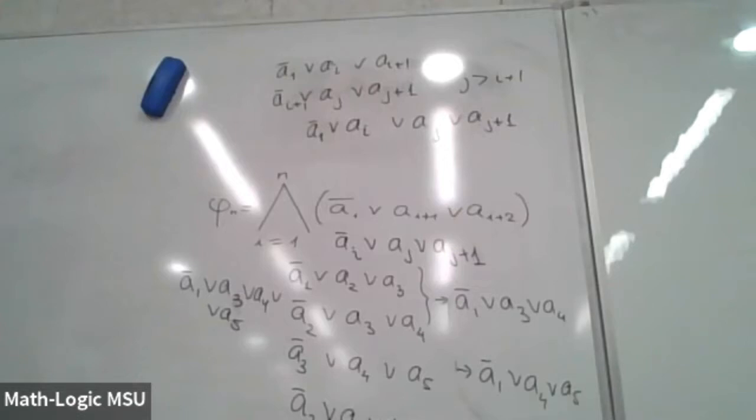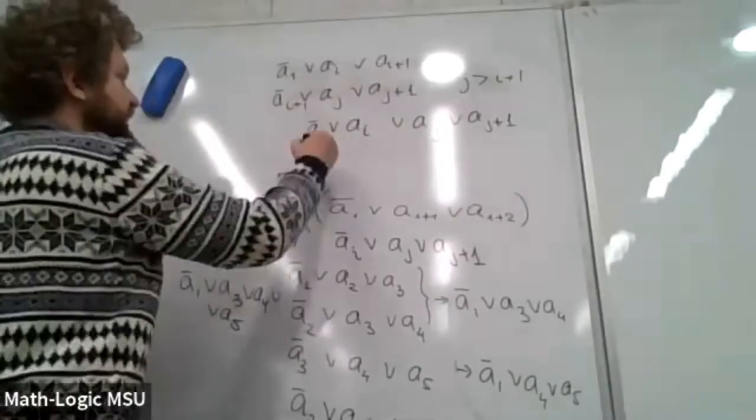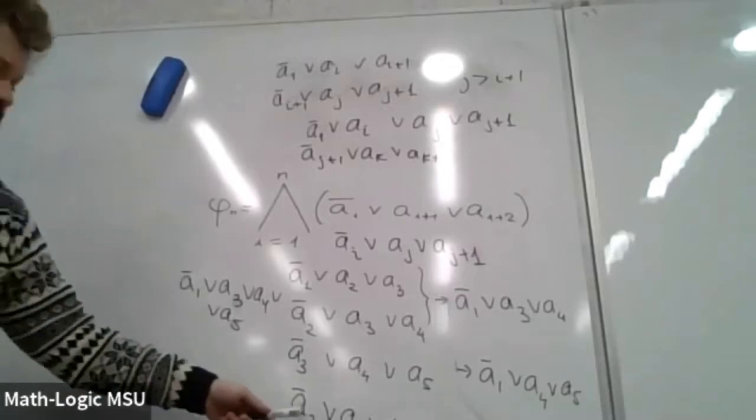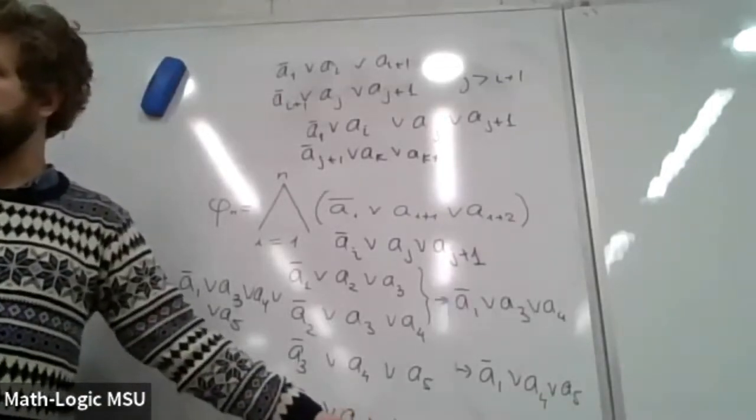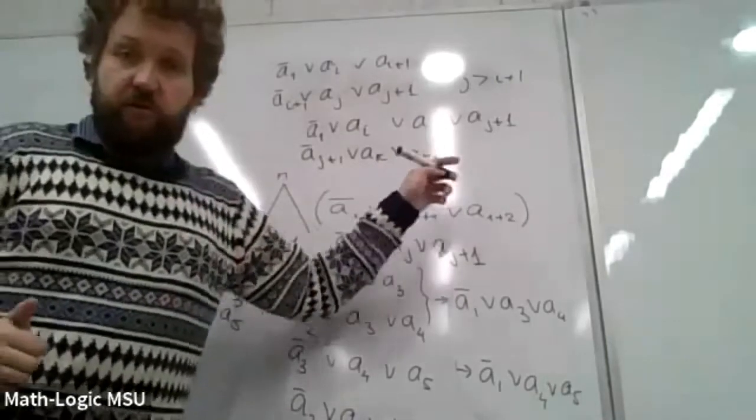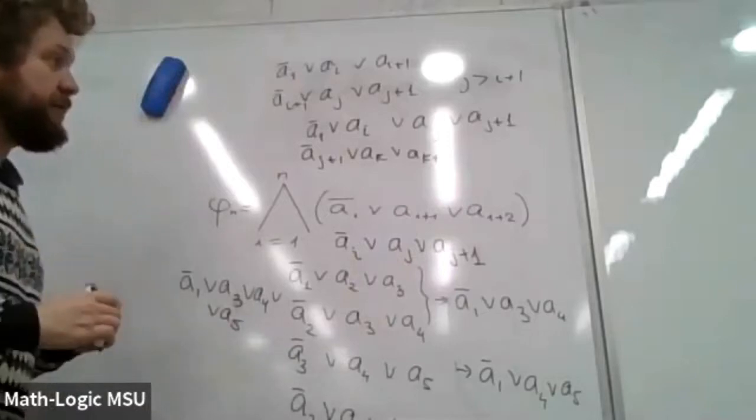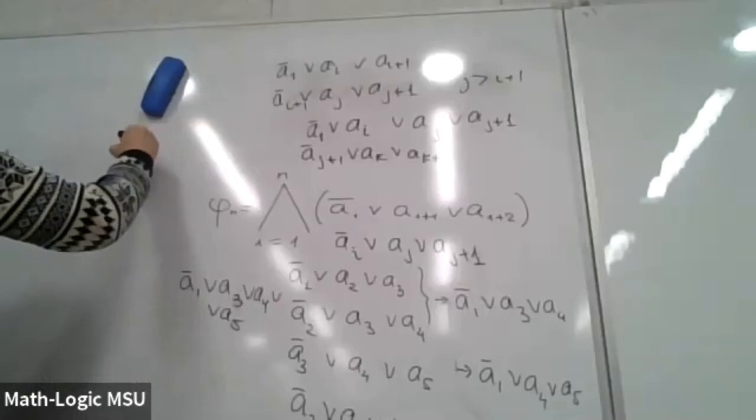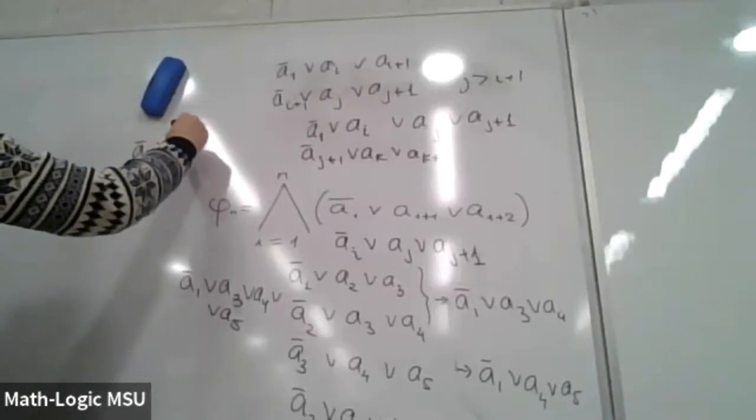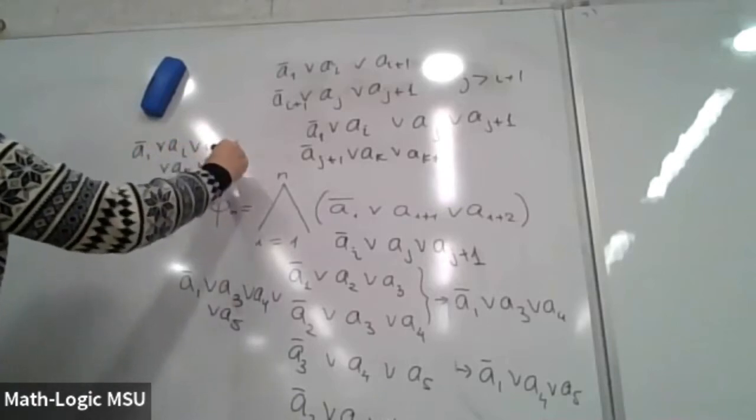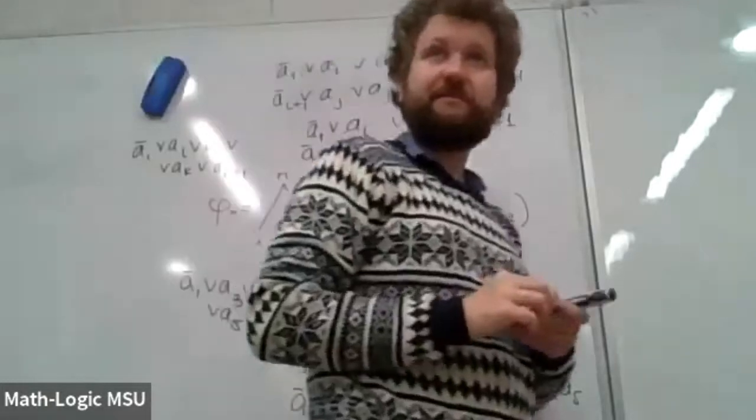Yeah. So now what can we do next? We can take AJ plus one with negation, or AK plus one. So this is, as we know, this should be provable. Yep. So if they're bigger, then it's provable. Right. So what can we do next? Okay. We resolve this against this and we get not A1 or AI or AJ or AK or AK plus one. Right.